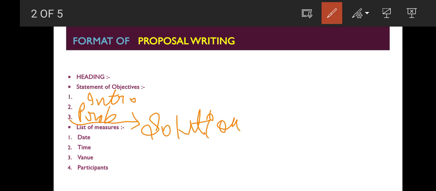In the statement of objectives, you do not need to elaborate the things. Give a short introduction. Suppose there is a dance competition and you have to collect certain things. You can write in a very short form that there is a dance competition and we need a stage and some attire for it. Like this you could write.